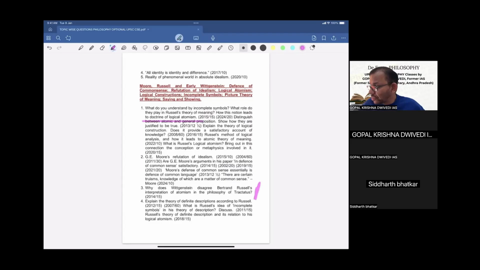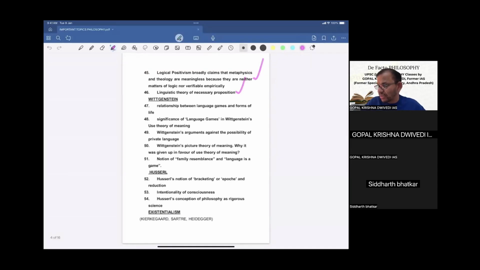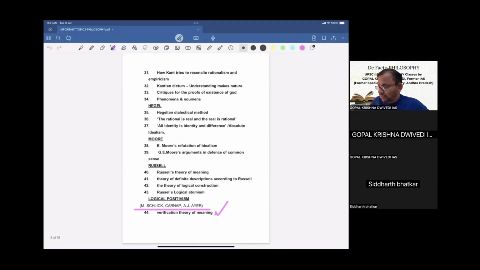Then again, Russell's method of logical analysis, or what is Russell's logical atomism, and bring out its connection to the conception of metaphysics involved in it. Basically, Russell has given the theory of descriptions, the theory of logical atomism, and even a theory of meaning. So all are interrelated. If we understand one, we can understand all the others. Russell's logical atomism is anyway an important topic, so that we will be studying.